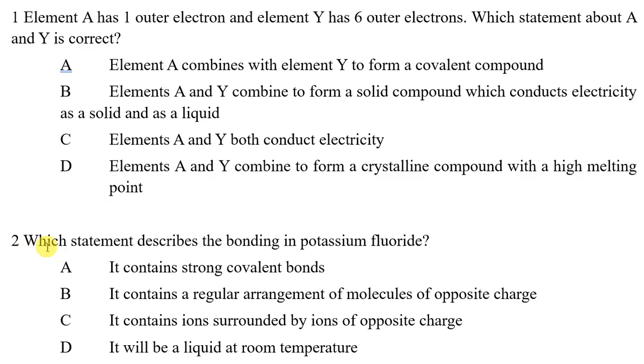Second question. Which statement describes the bonding in potassium fluoride? Potassium is a metal, will form a positive ion. Fluoride comes from fluorine, non-metal, will form a negative ion. So my bonding has to be ionic. A is gone. B, regular arrangement of molecules. Well, that term molecules we reserve for covalent. It contains ions. Option C, I like it.